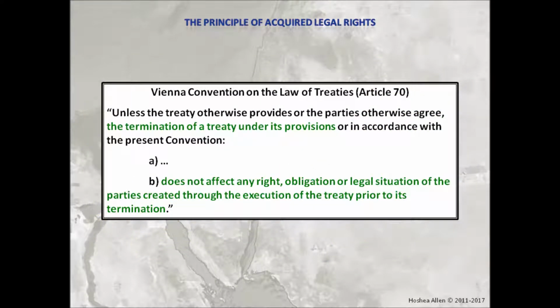Article 70 of the Vienna Convention on the Law of Treaties declares a very important principle of existing international law. Unless the treaty otherwise provides or the parties otherwise agree, the termination of a treaty under its provisions, or in accordance with the present convention, does not affect any right, obligation, or legal situation of the parties created through the execution of the treaty prior to its termination.